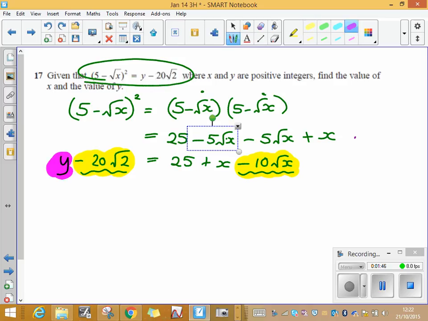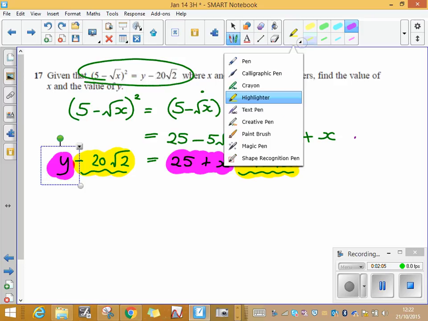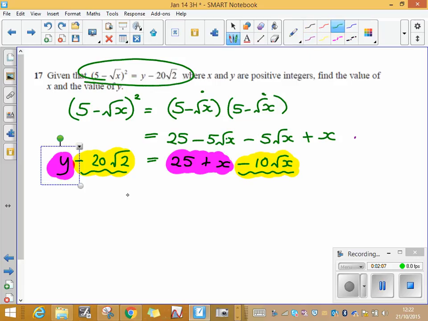And in the same vein, this y must be equal to the 25 plus x. So those are the rational parts. The rational bits are equal to each other, and the irrational bits are equal to each other. Okay, so if we look at the next bit, I know that y is going to equal 25 plus x. Doesn't really help me, but I'll just keep that in mind for later.